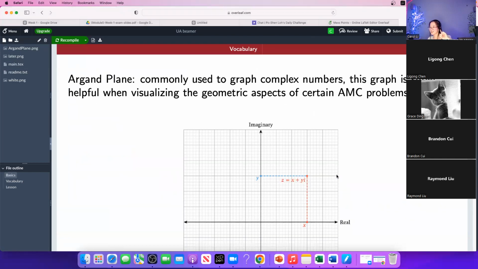Okay, so the Argand plane. Many of you probably knew this plane already; you just didn't know the name. It's called the Argand plane, and it's used to graph complex numbers. Here it's x plus yi, so the imaginary part y is graphed on the y-axis, and the real part is graphed on the real x-axis. This is going to be super helpful with the geometry of AMC questions.